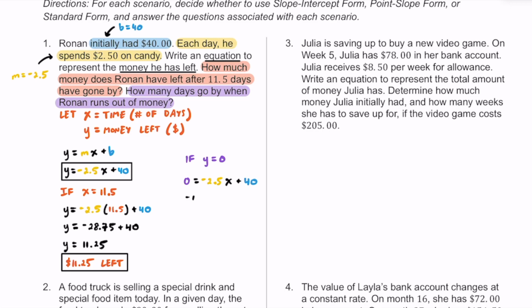If we do that, we'll get negative 40 on the left side is equal to negative 2.5x. And then we go ahead and divide both sides by negative 2.5. I know 5 times 8 is 40, so 2.5 is half of 5. So if we divide this, this should equal 16. So basically, to have no money left, it's going to take 16 days if Ronan is spending $2.50 per day.